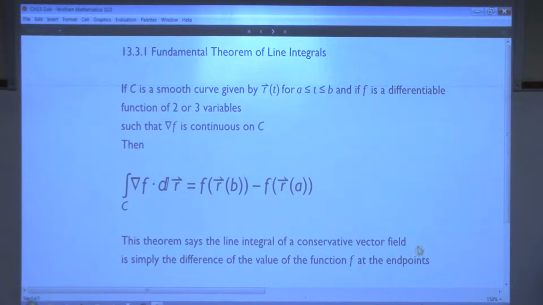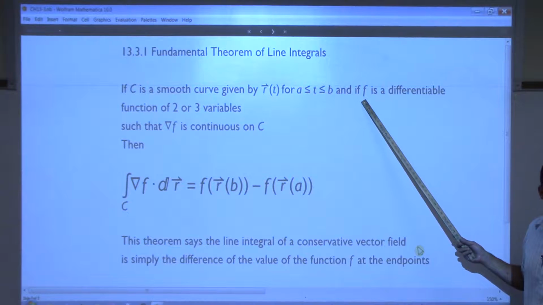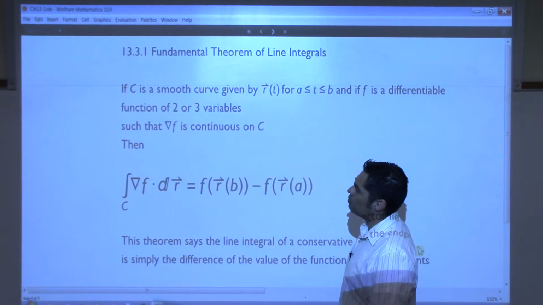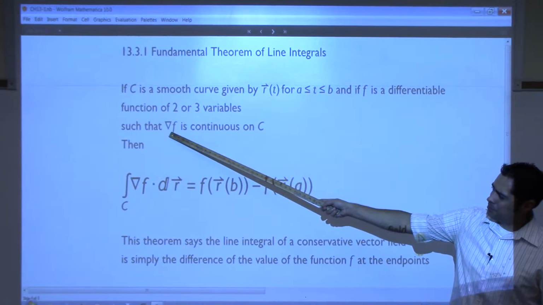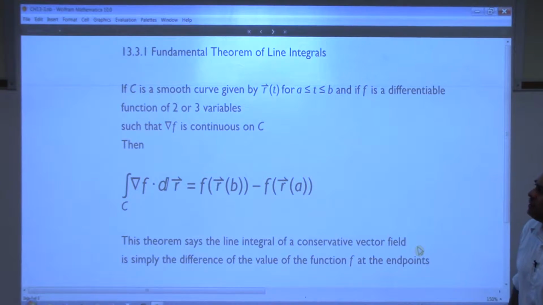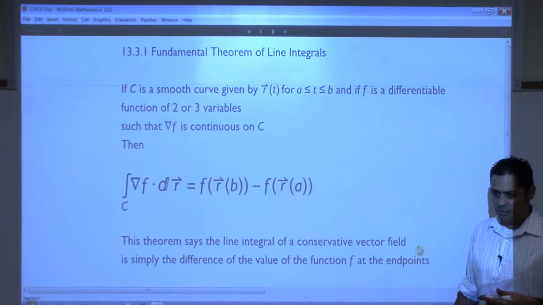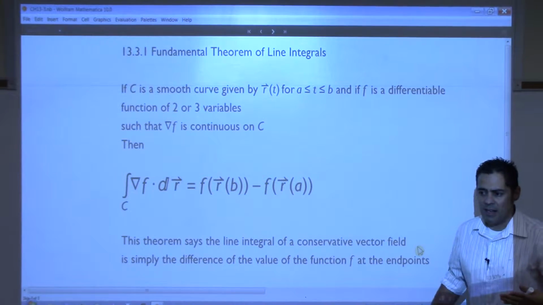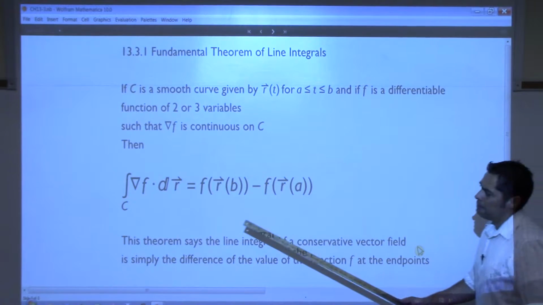And if f is differentiable, okay, so this f here is a scalar function, right? If that f is a differentiable function of 2 or 3 variables, such that the gradient of that scalar function is continuous on C. That just means that when we take the gradient, it's well behaved. When we take the gradient, we look at each of the component functions, each one of those are nice continuous functions. If that's true, then check this out.